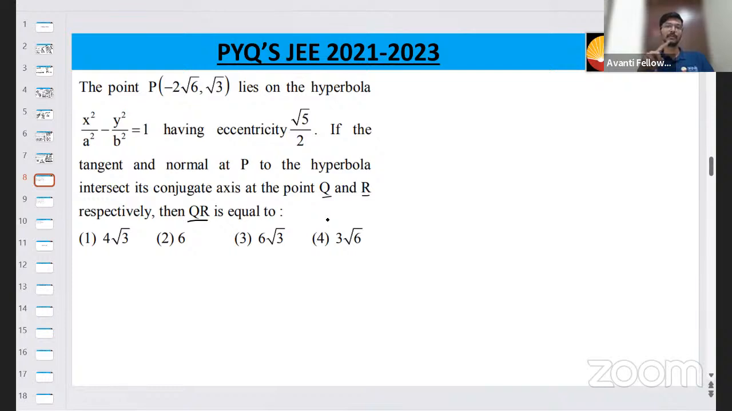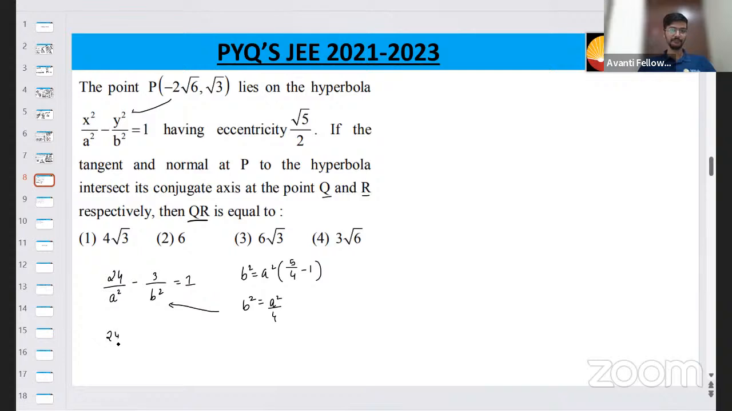First, we need to find the equation of the hyperbola. That means we need to find a square and b square. So this point lies on the hyperbola, so it must satisfy it. So we'll get 24 upon a square minus 3 upon b square equals 1. Okay. And another relation we have is b square equals a square into e square minus 1. That is, b square equals a square by 4. Right? Let us substitute it here.